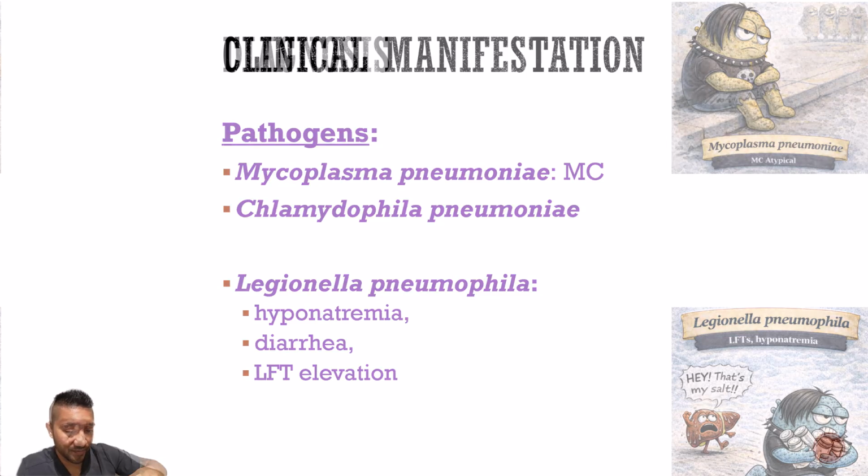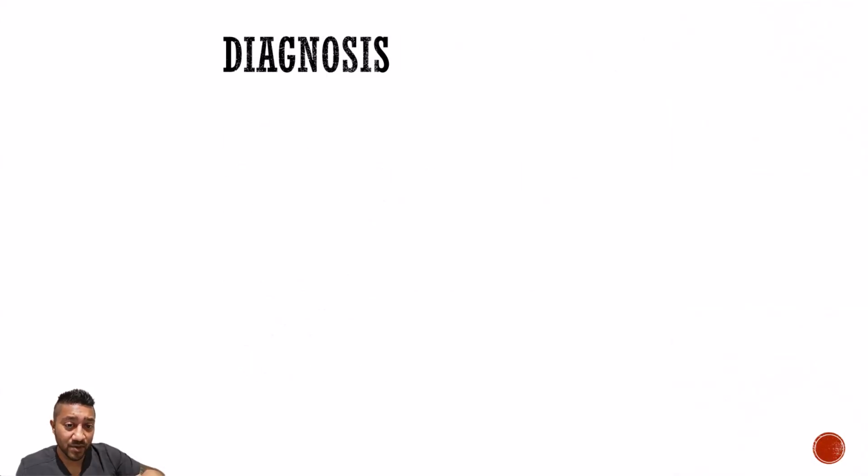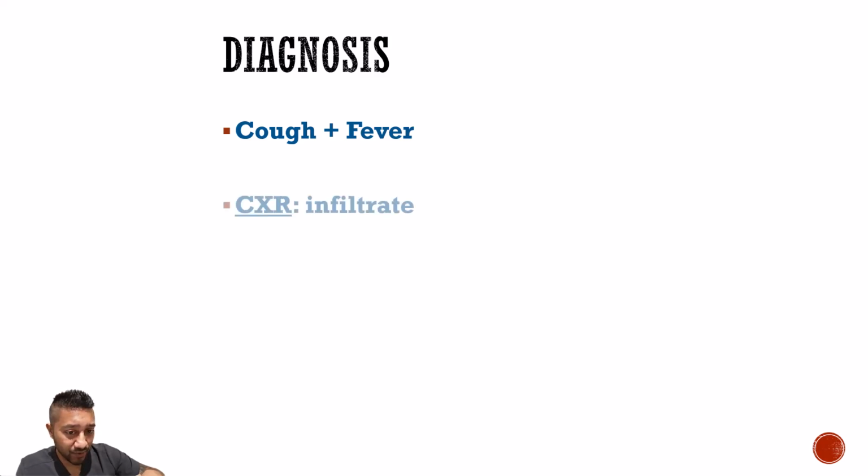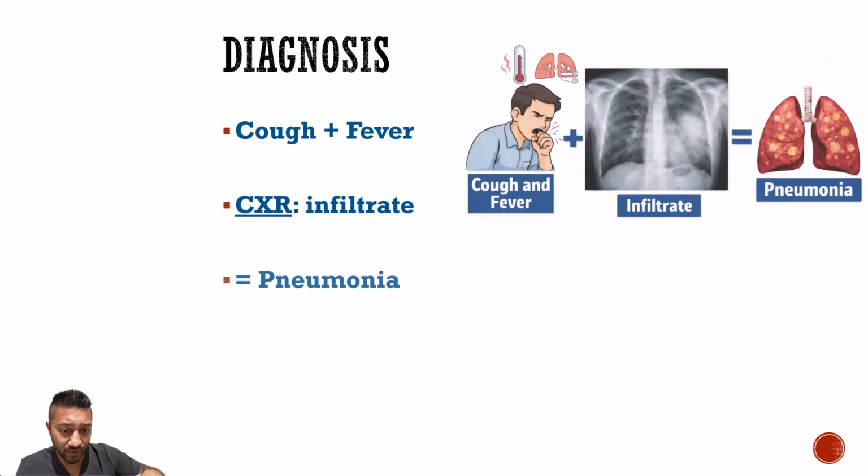Now, the boards keep the diagnosis of pneumonia fairly straightforward. If you have a patient with a cough and a fever, and it doesn't matter if it's low grade or high grade, and a chest x-ray that confirms a pulmonary infiltrate, then you have officially confirmed the diagnosis of pneumonia. Whether it's typical or atypical, that doesn't matter.